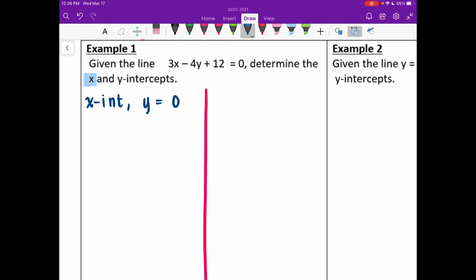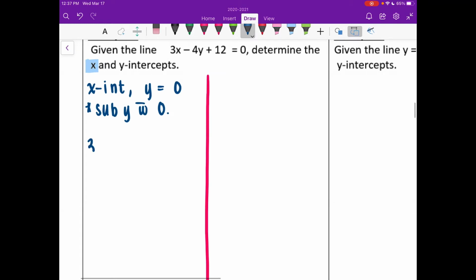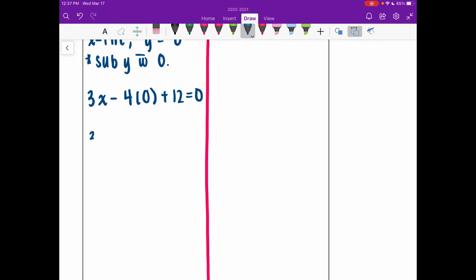So it's really easy actually to find these. You just go and sub y with 0. So just go in and change all the values of y to 0. So let's do that. 3x minus 4y, which is going to be 0, plus 12 equals 0. Right? And now let's solve this. We have 3x. 4 times 0 is just going to be 0.